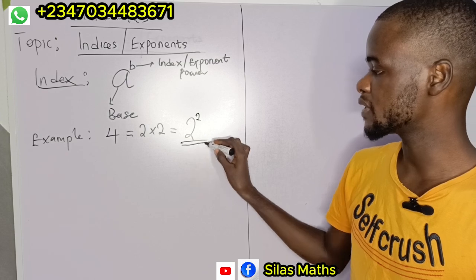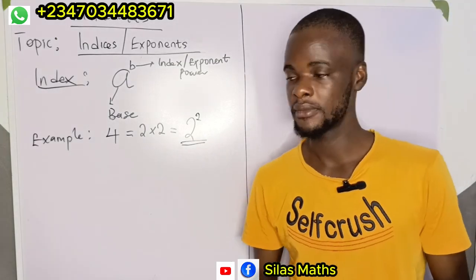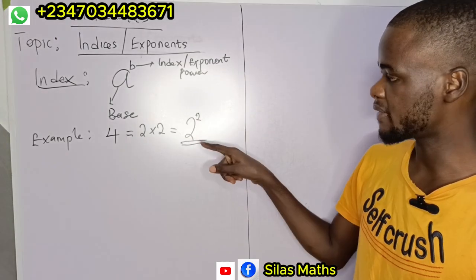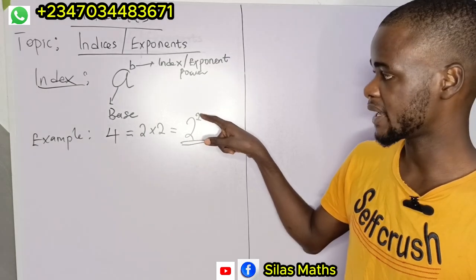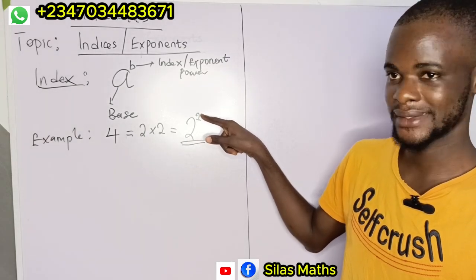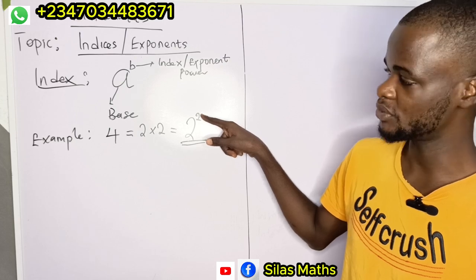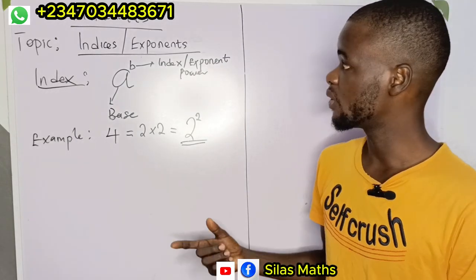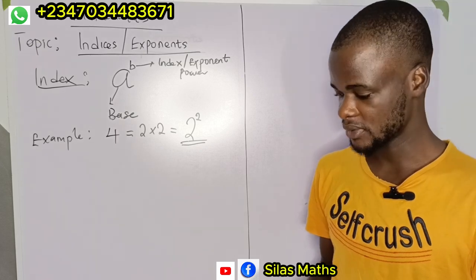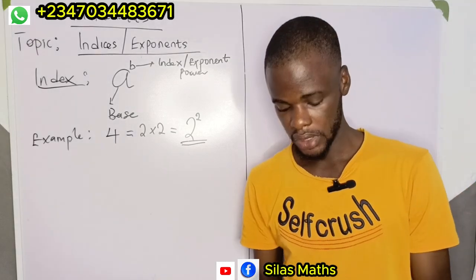Now this form is what we call index form. Writing this, I have my base, which is 2, and I also have my power, or my index, or my exponent, which is 2. So this is what index or indices is all about. All right, we're going to move deeper into indices.